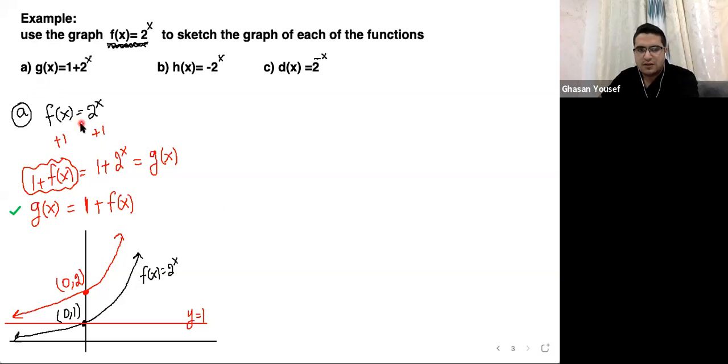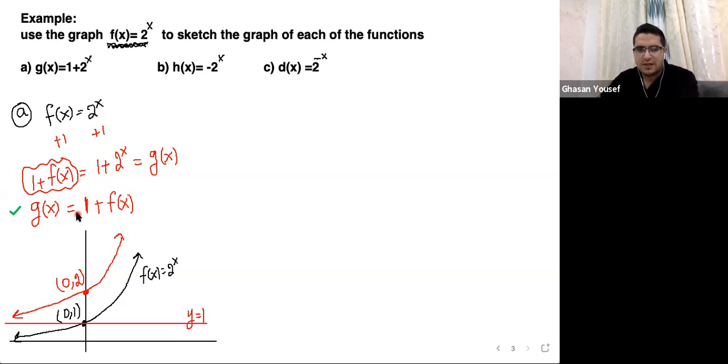In this one, some student said, just add 1 to both sides. So when I add 1 to both sides, I get 1 plus f of x equal 1 plus 2 to the power x, and this is equal to g of x. 1 plus 2 to the power x is the same as g of x. Now I can rewrite this line as g of x equal 1 plus f of x.